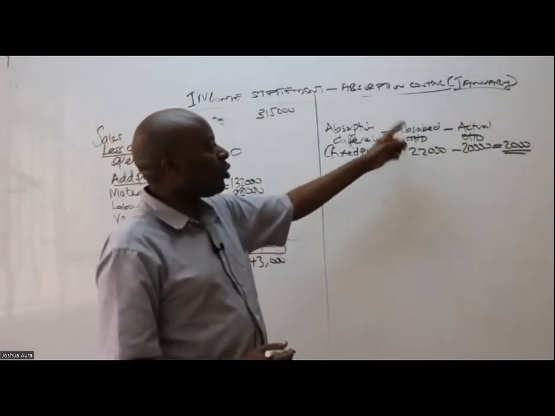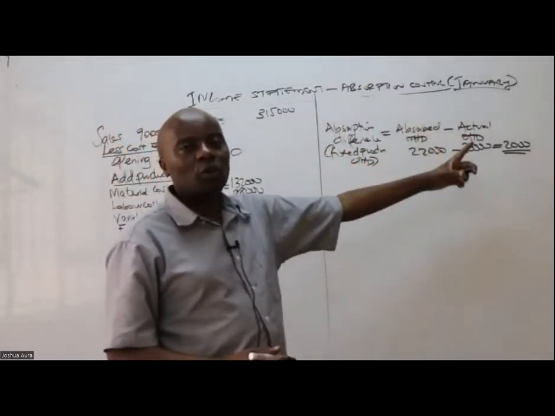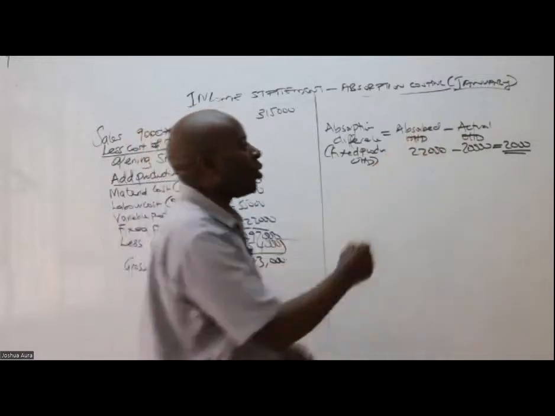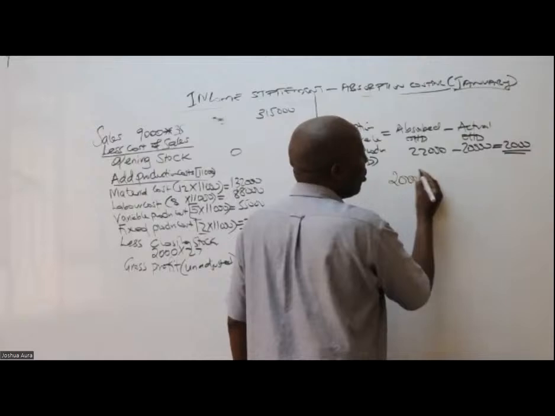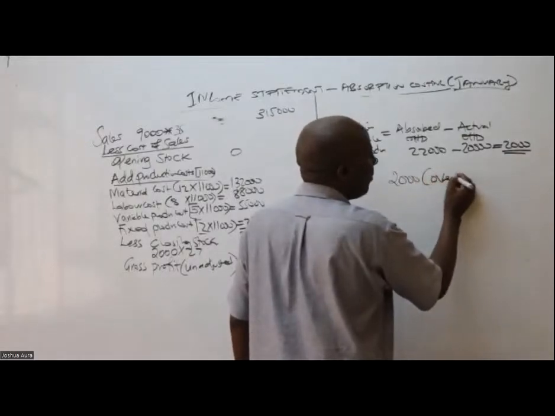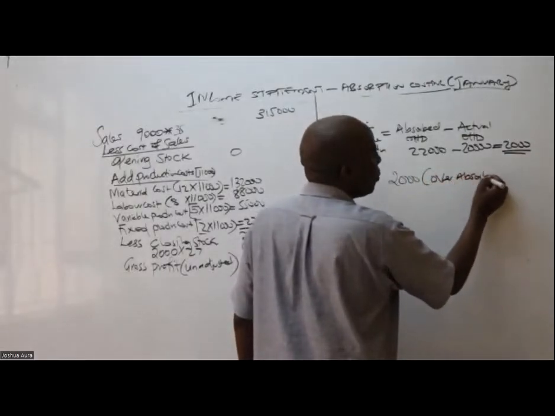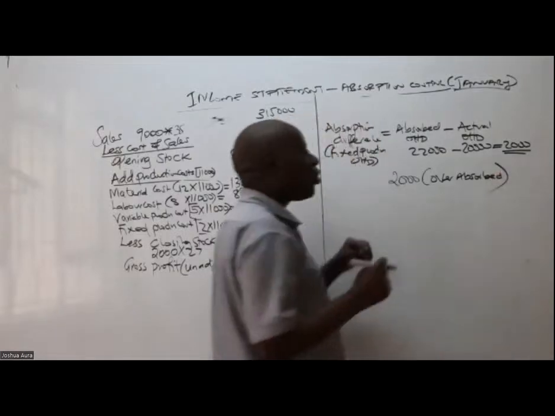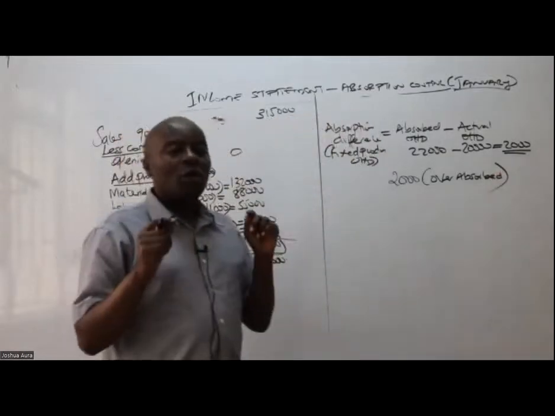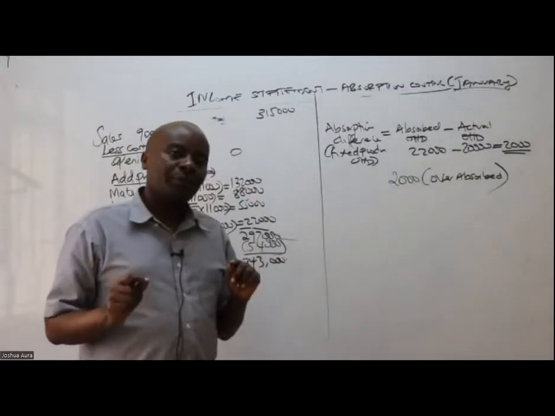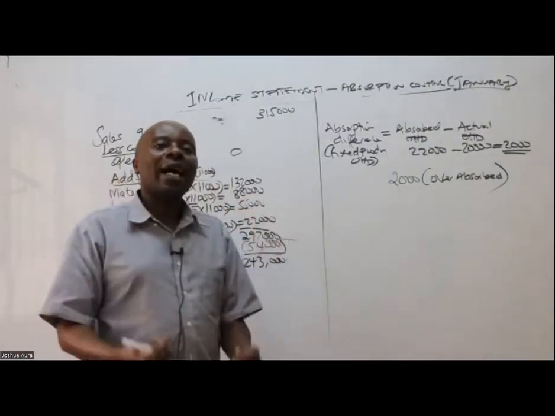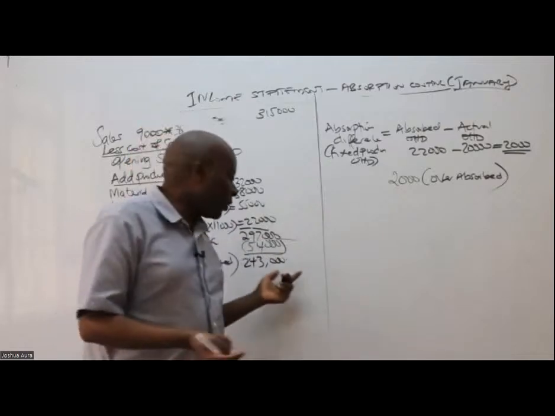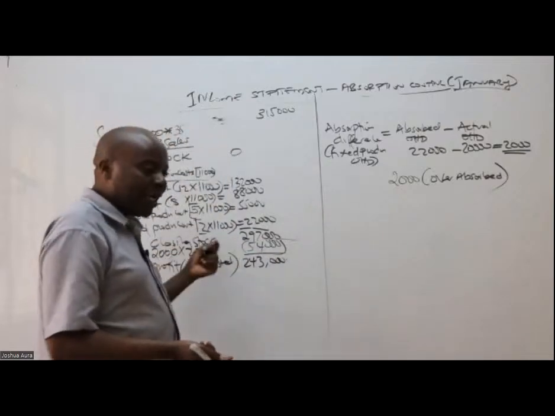I can see the absorbed is more than the actual. This is what we call over absorption. So this is 2,000 over absorbed. And when you over absorb an expense, it means that your income is understated. So the profit that you have here has been understated.